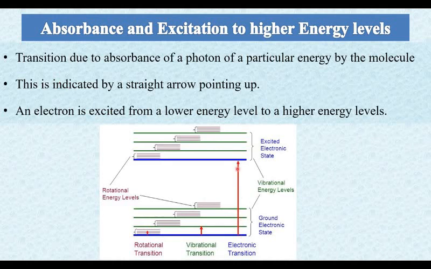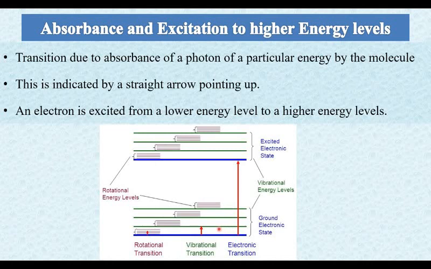This bold line shows the electronic energy level. It is the ground state electronic energy level. It is the first excited state electronic energy level. An electronic energy level further consists of various vibrational energy levels, which are shown by these green lines.